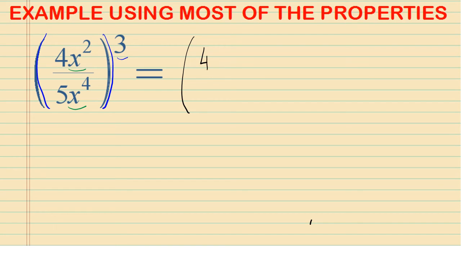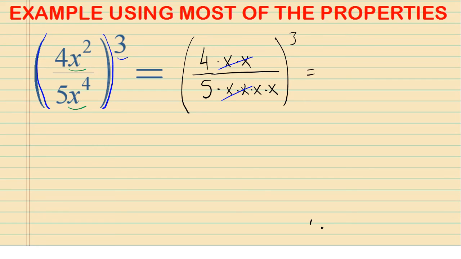We can do 4 over 5, and let's expand the x squared to x times x. Let's expand x to the fourth power as x times x times x. And we still have the to the third power. 2 of the x's on the numerator and 2 of the x's on the denominator will simplify. And we will have 4 over 5 times x squared, all to the third power.